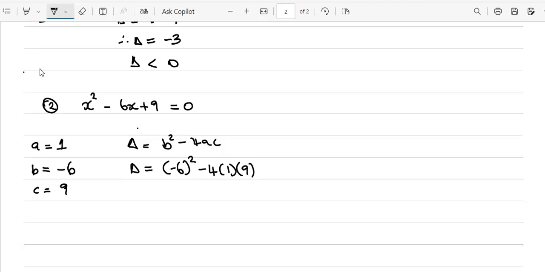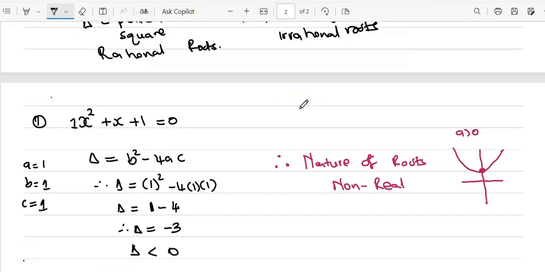So what we're going to do from here is that for the discriminant, you just have to punch this on the calculator. Minus 6 squared is 36. 4 times 9 is also 36. So it's 36 minus 36. 36 minus 36 is 0. So the discriminant is 0. Now let's go to our map.